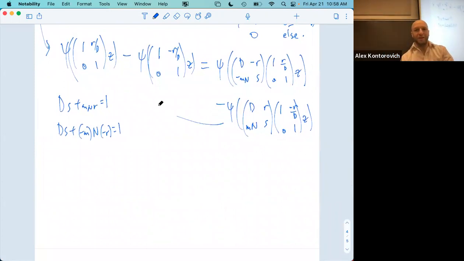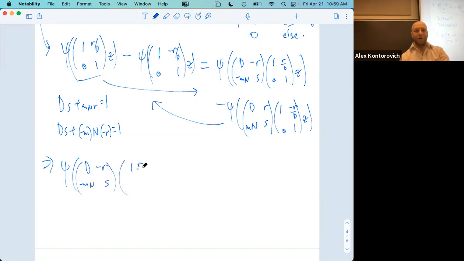Okay, let me move this to this side, and I'll move this term to that side. Let me clean this up a little bit. I have psi of (D minus R minus MN S) times (1 R over D 0, 1) Z, that was this term, minus psi of (1 R over D 0, 1) Z. Of course, I want this to be 0, because psi should be invariant under determinant one matrices with C congruent to 0 mod N.